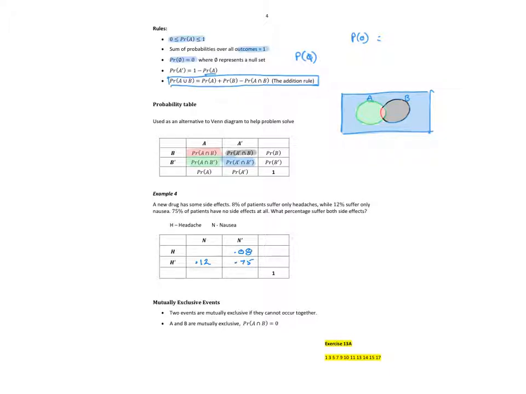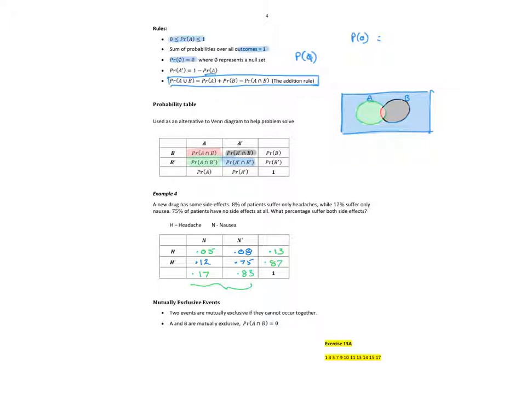0.08 plus 0.75 is 0.83. This row here has to add to 1, so that's 0.17, which means up here, 0.05 plus 0.12 is 0.17. 0.12 plus 0.75 is 0.87. And 0.05 plus 0.08 is 0.13.